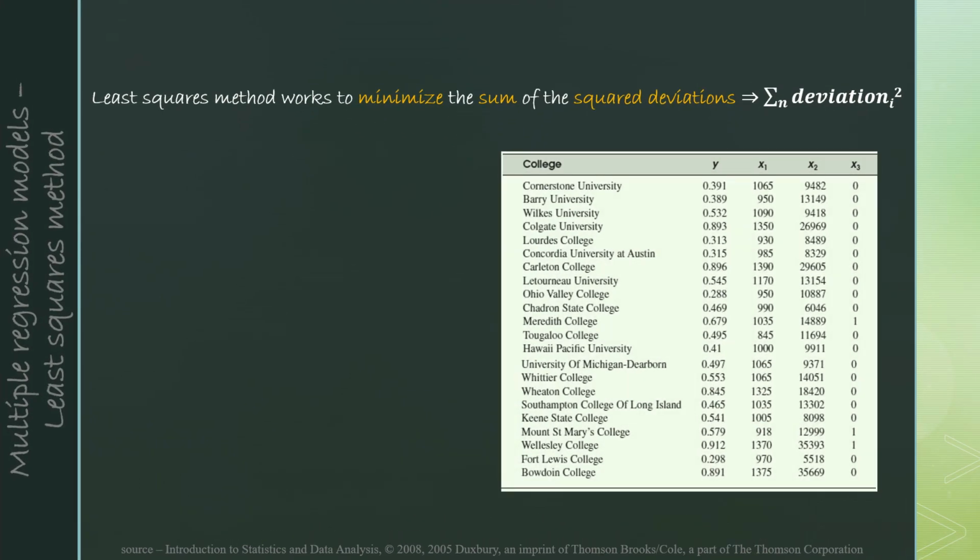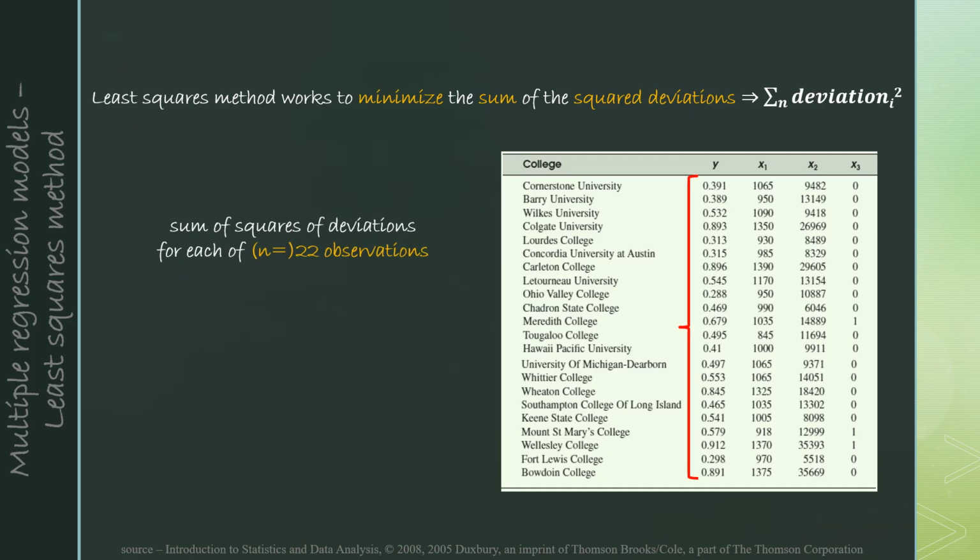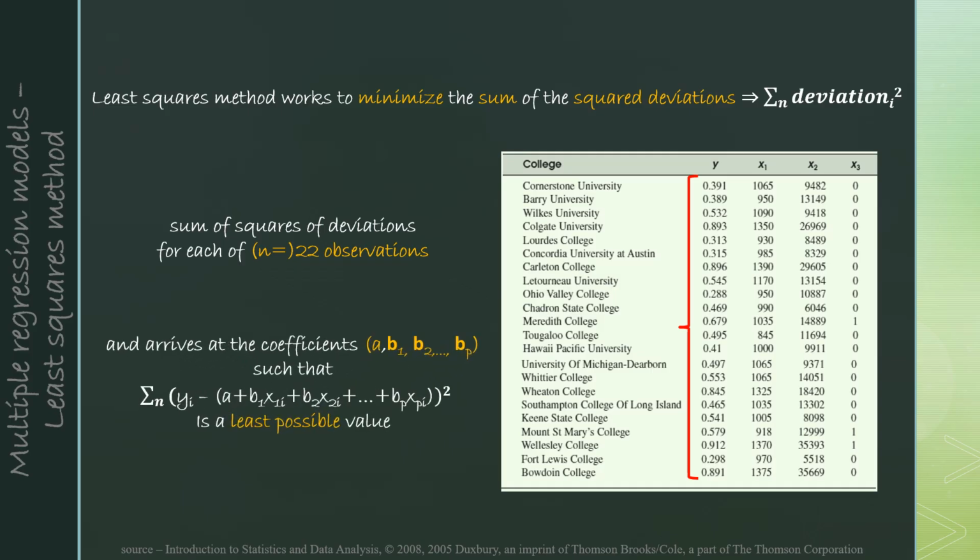Least squares method works to minimize the sum of the squared deviations, sigma n deviation i square, which is the sum of the squares of deviations for each of n equal to 22 observations, and arrives at the coefficients a, b1, b2 and so on bp such that sigma n yi minus a plus b1 multiplied by x1i plus b2 multiplied by x2i plus and so on plus bp multiplied by xpi the whole square is the least possible value.